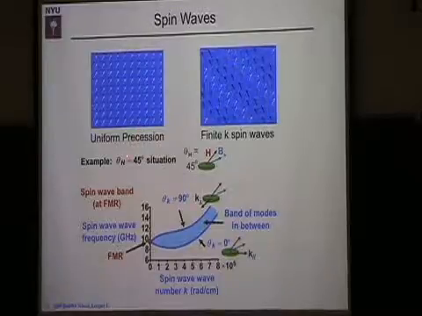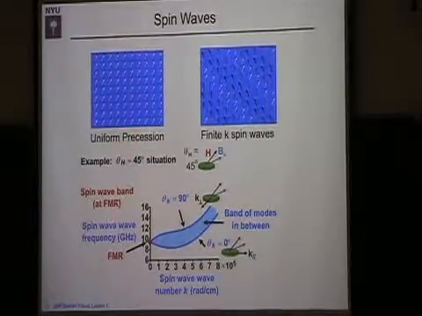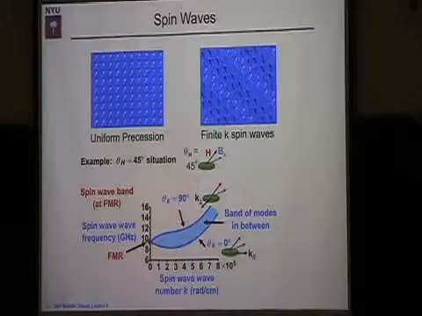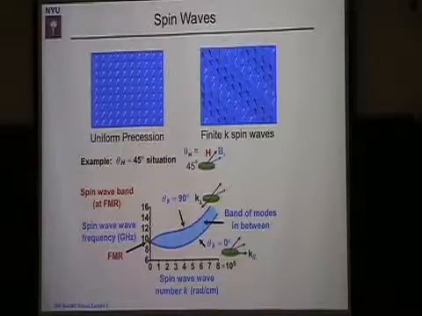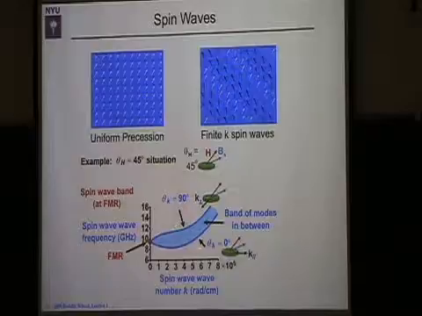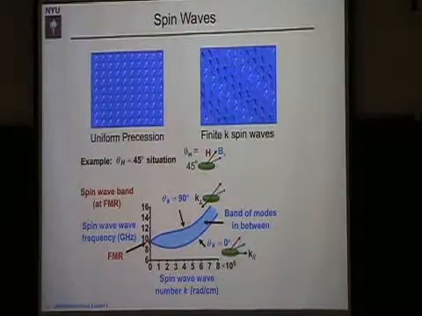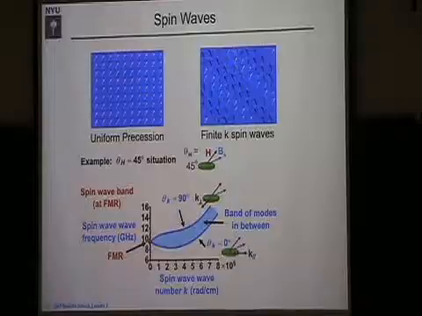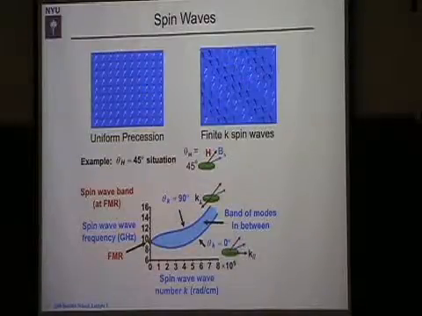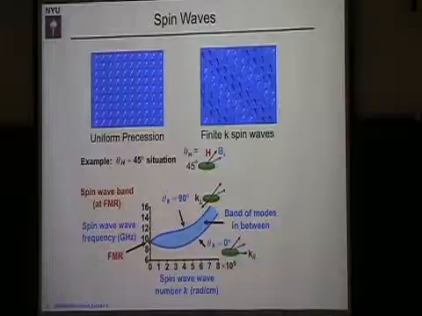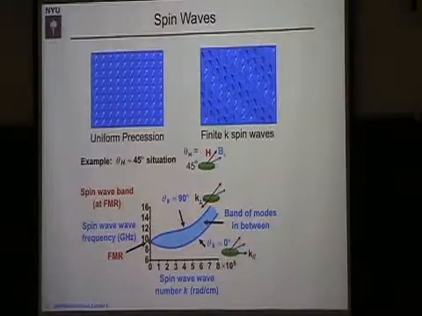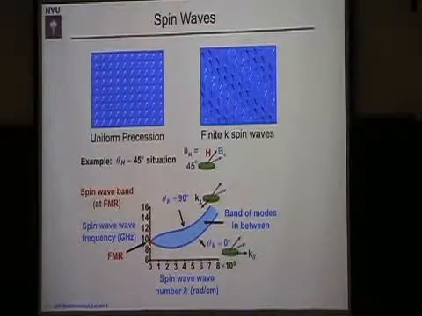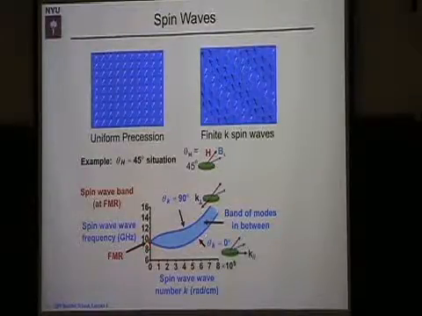One of the neat things is that you can have a very non-trivial dispersion relation. You might expect, since you have this exchange term A (grad M) squared, that the dispersion would go as Q squared, and the lowest energy spin waves would be very long wavelength spin waves. But for these thin films, because of these nasty dipole interactions, when the magnetization is precessing in the plane of the film, you can have lower energy spin waves at finite k. You can have a dispersion where the slope is negative and reaches a minimum.